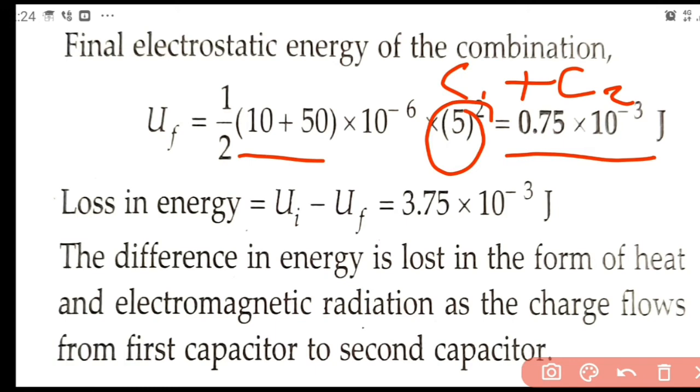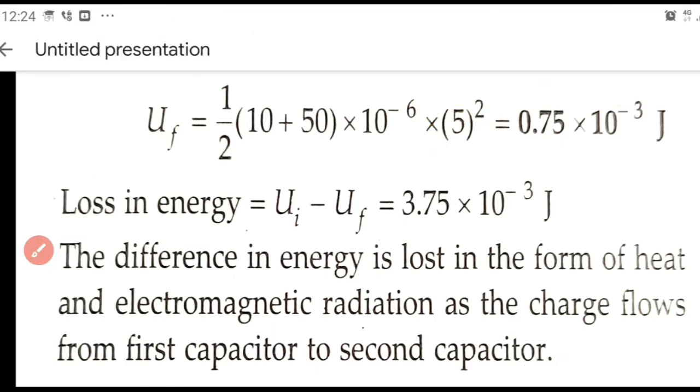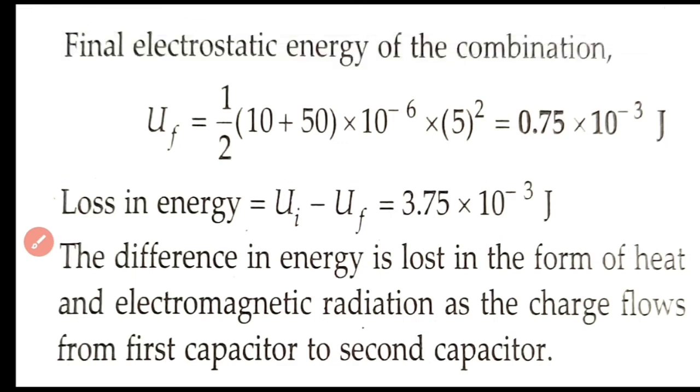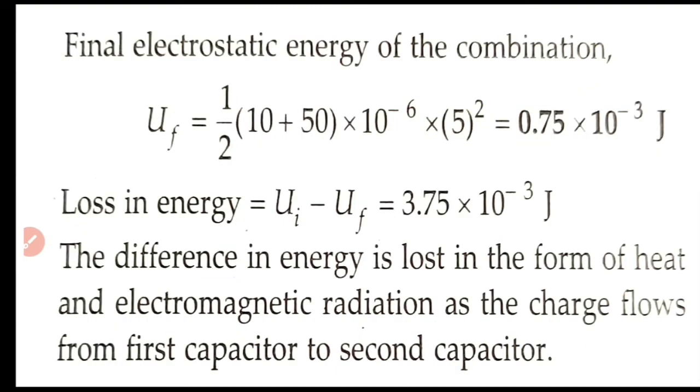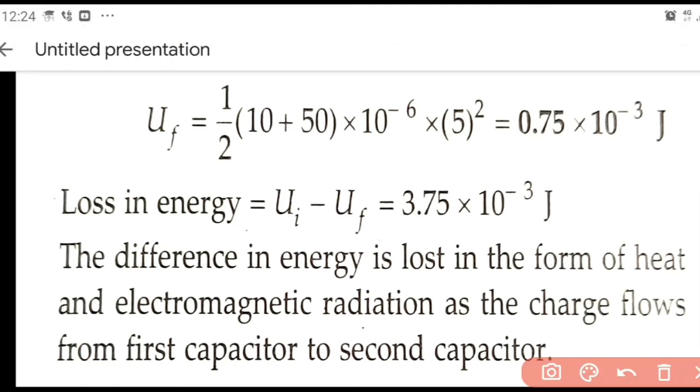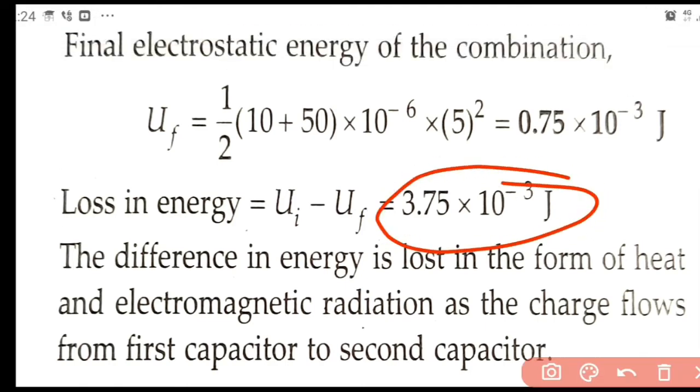So we got the initial energy stored. Initial energy stored was 4.5 into 10 raised to minus 3 joule. Now the final energy stored is, sorry, 0.75 into 10 raised to minus 3 joule. So what is the difference in energy? That difference in energy is 3.75 into 10 raised to minus 3 joule.